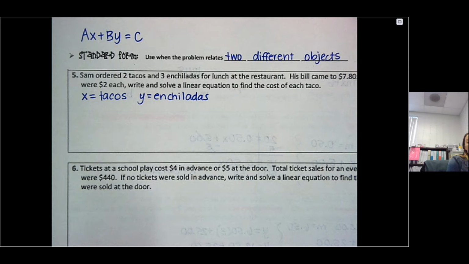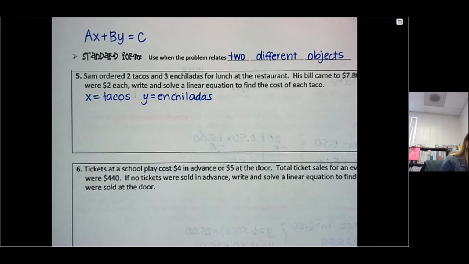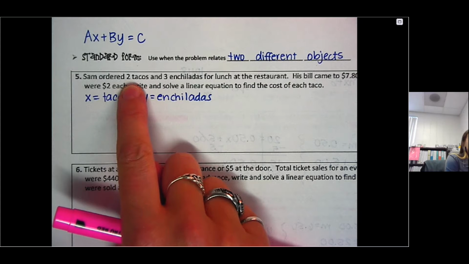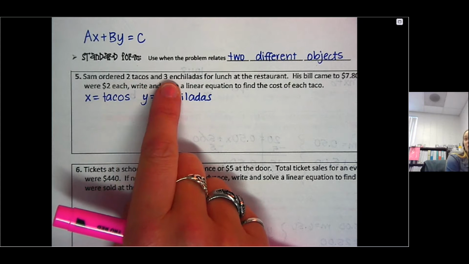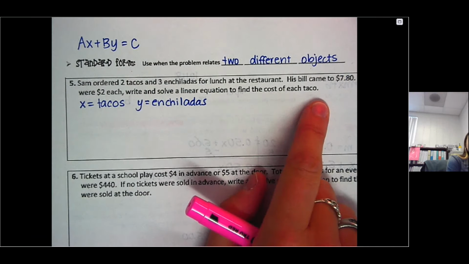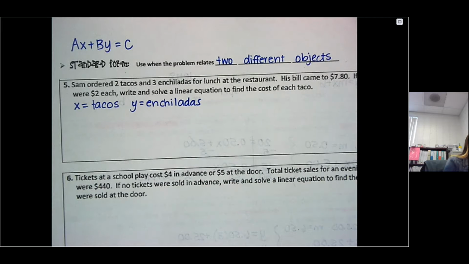Some very, very inexpensive tacos right now. Okay, so a taco is $2 each. And do we know how much the enchiladas are? Oh, sorry, my bad. He ordered 2 tacos and he ordered 3 enchiladas for lunch. But I don't know what the cost is for a taco. Thank you, Carly. I know that an enchilada is $7, or sorry, wow, I'm really losing it.